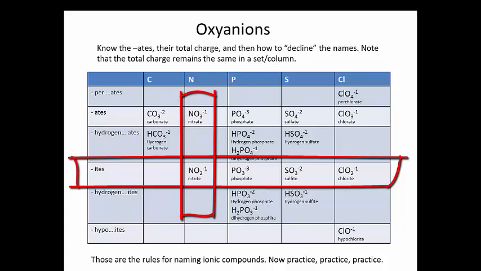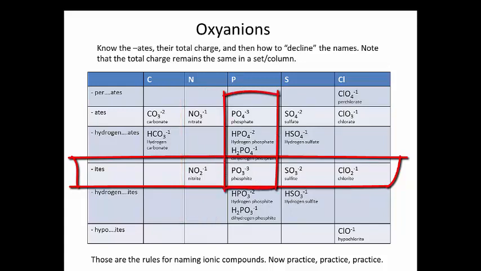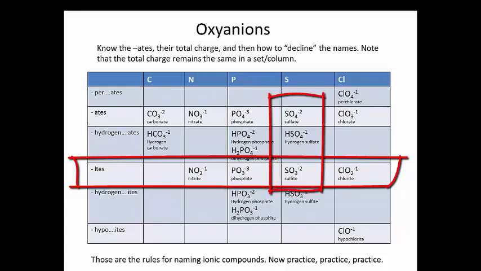Nitrite. Now we catch a break because though we have one less oxygen, the total charge on this oxyanion species remains the same, -1. So that part is easy. We just have to know how many oxygens and relate that to the name. Nitrate and nitrite. Phosphorus. The -ate is phosphate. We have one less oxygen, it becomes phosphite. Okay, phosphate, phosphite. Sulfur. Sulfate, we lose an oxygen, it becomes sulfite.